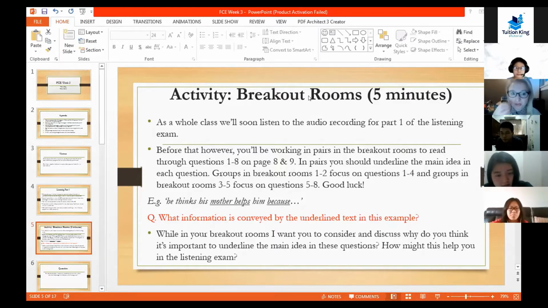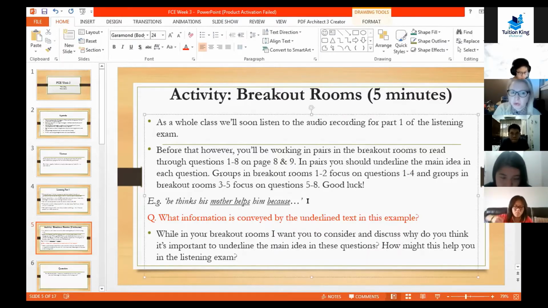Okay, so just so you can see visually what I'm referring to, where in the book. So we started off here, and now I want to draw your attention to here. So these are the questions that you're going to be focusing on in your breakout rooms. So questions 1 to 8, all the way here on the next page, and you should be underlining the main ideas. So the first example has been done for you. So have a look at this: he thinks his mother helps him because. Now, just returning back here.